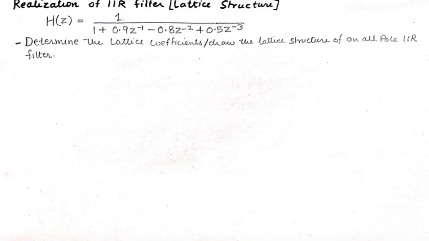In this video we'll talk about the realization of IIR filter using lattice structure. A typical question would look something like this, where the transfer function is an all poles function where the numerator is equivalent to 1 and we have numerous poles here, and you'll be asked to find the lattice coefficients and draw the lattice structure of an all-pole IIR filter.